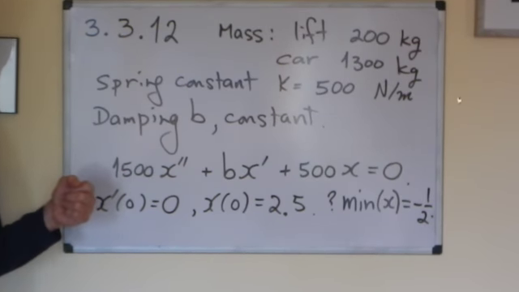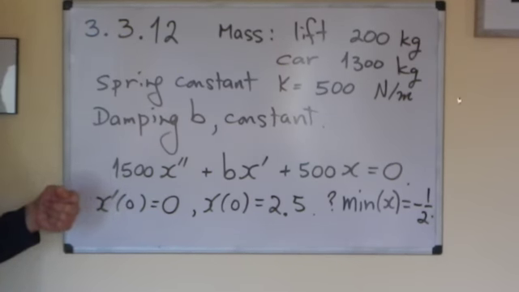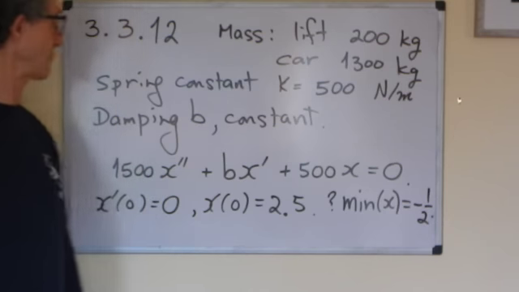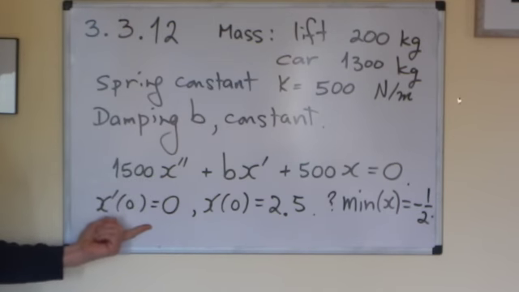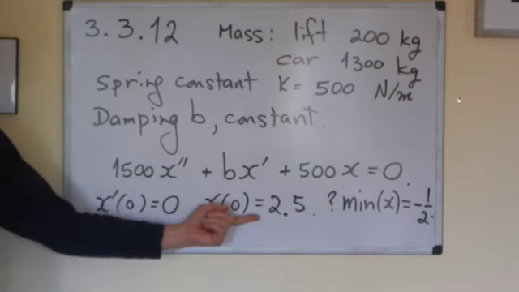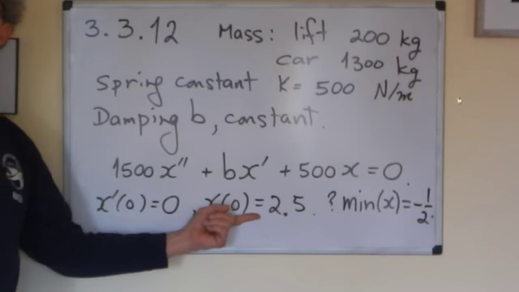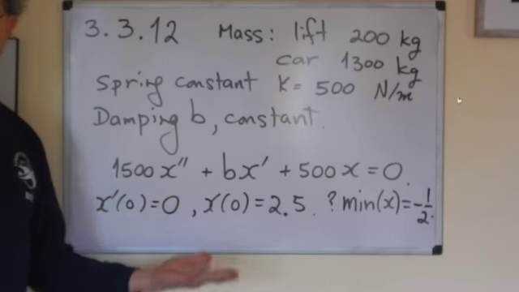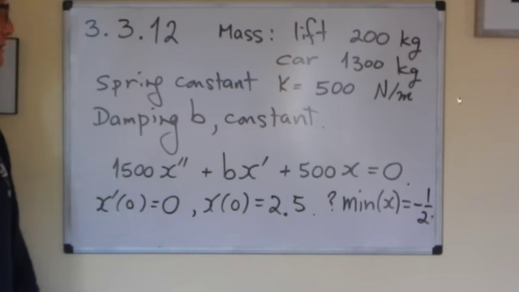Here's a fun little question about a car on a lift. The car weighs 1,300 kilograms. The lift weighs 200 kilograms. The car starts at rest at a height of 2.5 meters. And then the lift lets go.